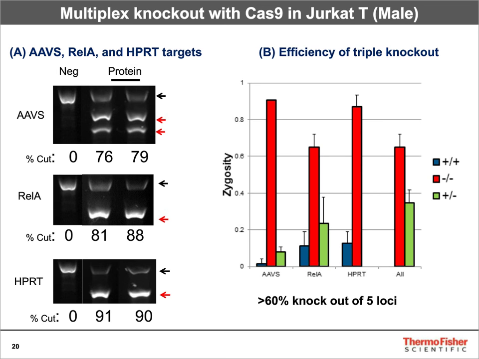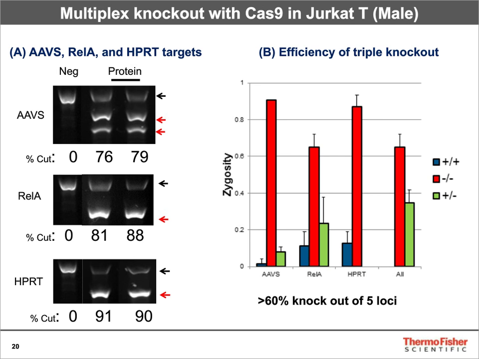On the left side is the data from the GeneArt cleavage detection assay, wherein we're looking at the cleavage efficiency at the respective target loci. For each of these targets, we got greater than 60% cleavage efficiency. What that now means is we have raised the chances of multiplex knockout efficiencies.